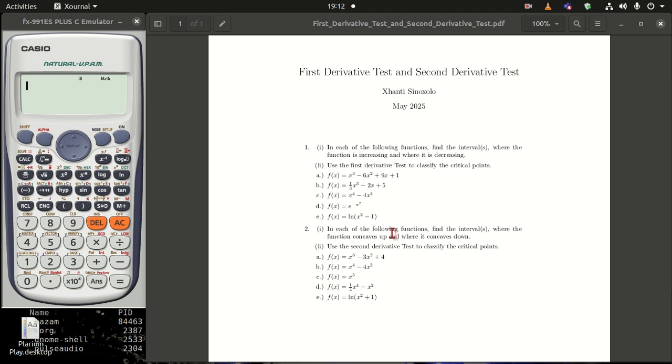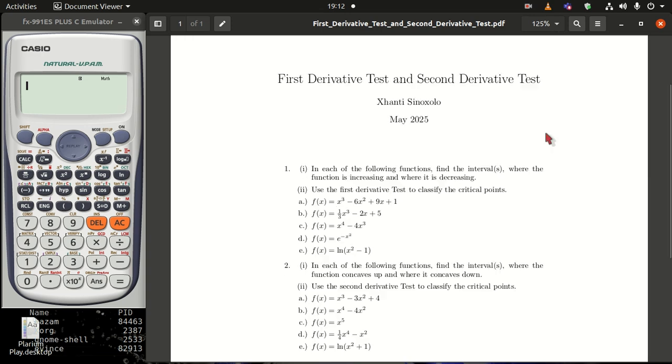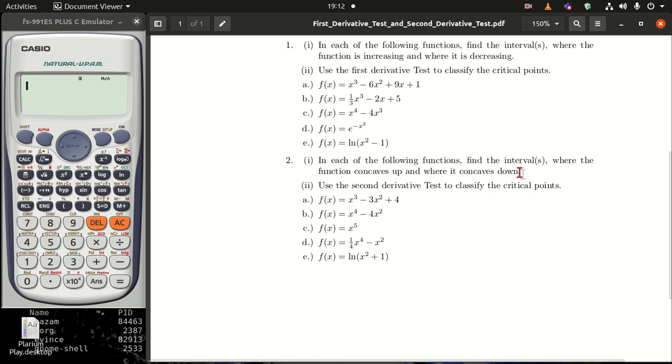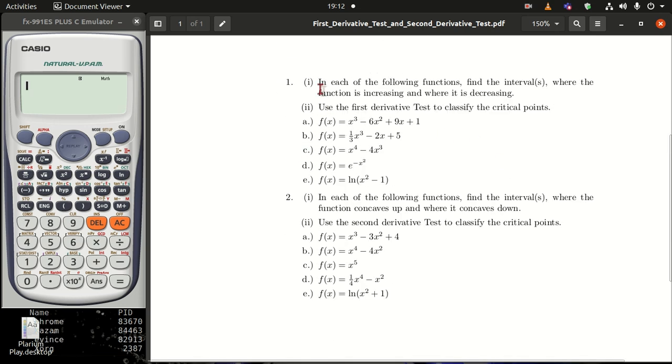There are two questions. Question one is based on the first derivative test, and question two is based on the second derivative test. So the first question in here, let me zoom in. Okay, 150. If you look here, the first question is saying, in each of the following functions, find the interval or intervals, if there are many, where the function is increasing and where it is decreasing.